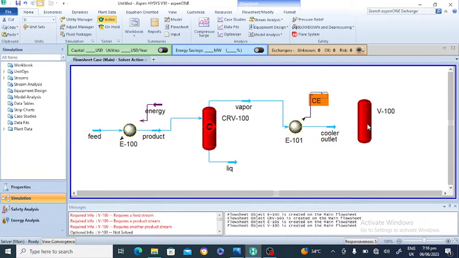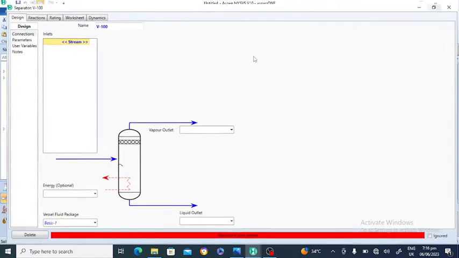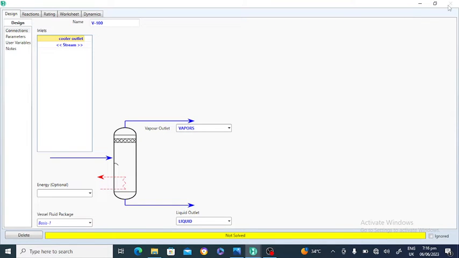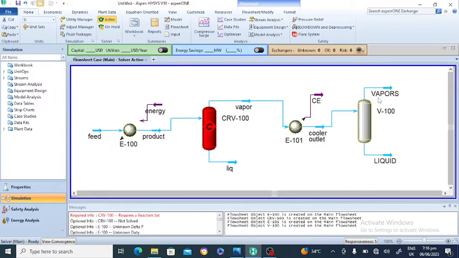Now click on the flash separator, and the product from the cooler outlet will go to the flash separator. This is the vapor, and this is the liquid from the flash separator. Okay, close this one. So this is the vapor, and this is the liquid. Now this is the energy stream.